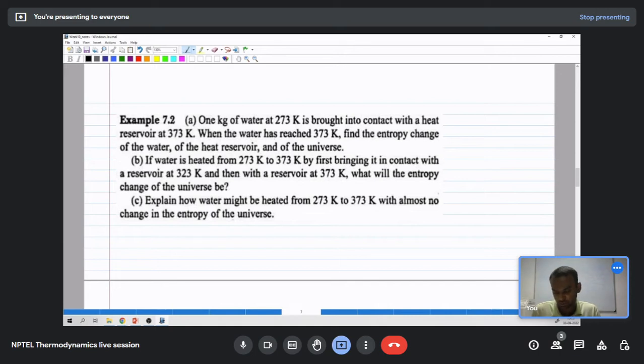So this is the first part of the problem, and in the second part we have water heated from 273 Kelvin to 373 Kelvin by first bringing it in contact with the reservoir at 323 Kelvin and then with the reservoir at 373 Kelvin. What will the entropy change of the universe be? And then we have to explain how water might be heated from 273 Kelvin to 373 Kelvin with almost no change in entropy of the universe.